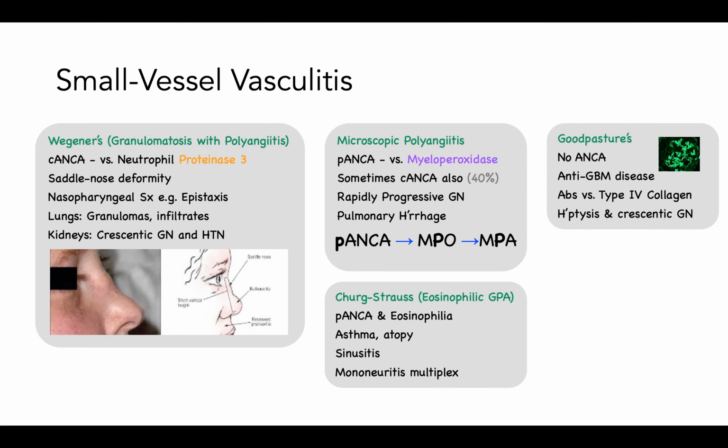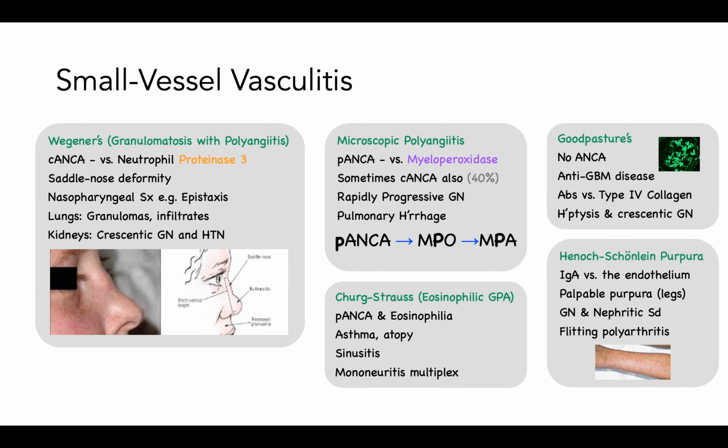And then I'm just going to bring back Goodpasture's. Goodpasture's is also a small vessel vasculitis. It doesn't have ANCAs. It's got antibodies against type 4 collagen in the glomerular basement membrane, and it presents with hemoptysis and crescentic GN, just like MPA does. And so actually these two are frequently differential diagnoses for each other. And I myself actually clerked a patient who had this presentation and put that on my differentials. I think it turned out to be Goodpasture's in the end.